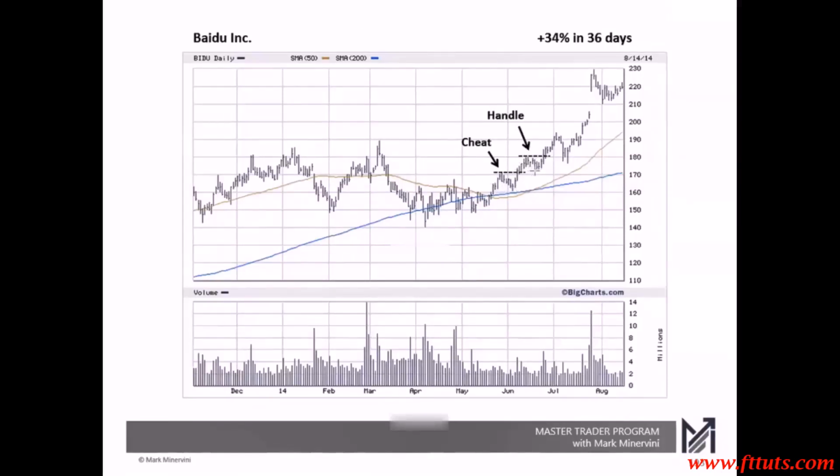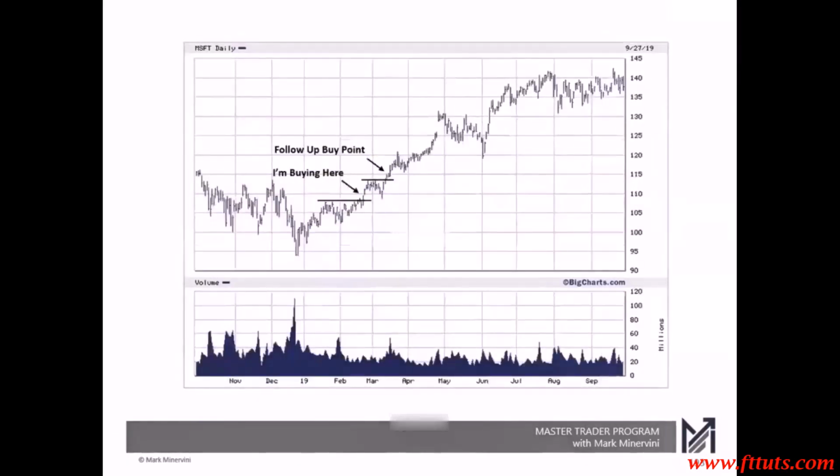Now you get the handle, and now you've got another buy point to either add, or if you missed the cheat, or maybe you weren't so confident at this particular time, and now you're buying, you can buy it here. All right, then it moves up, and now you're going to leave it alone. Okay, another one. Let's take a look here. Microsoft. And now here's another thing too. Here's another caveat, if you will, or a tip.